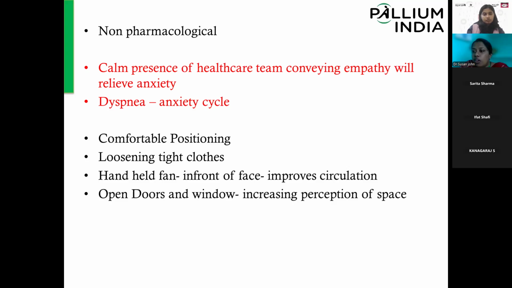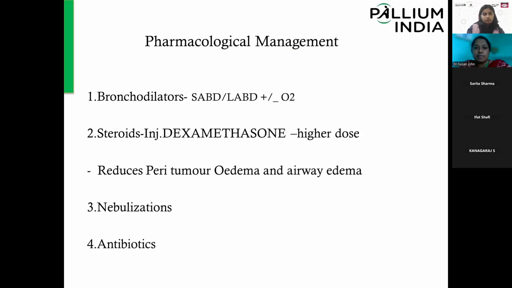When these non-pharmacological measures fail, we can go in for pharmacological measures. What is the pharmacological management? We can give short-acting or long-acting bronchodilators, with or without O2. Steroids: we can give injection dexamethasone. You can consider a higher dose. The mechanism is that it reduces the peritumoral edema and airway edema, and that itself decreases the breathlessness. This is the mechanism why we give steroids for breathlessness.